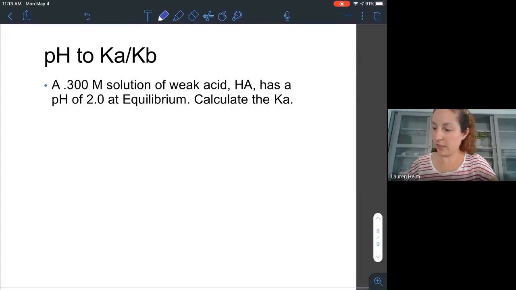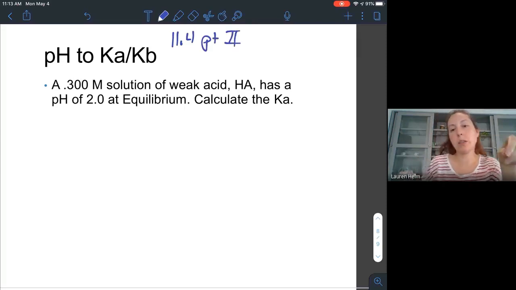All right, this is 11.4 part 2. So now what we want to do, in part 1 we talked about finding the pH if we knew the equilibrium constant for the acid or the base. Now we're going to do the reverse. If we know the pH of the solution and we know the concentration of the solution, can we find the equilibrium constant? So we're going to start with a generic one.